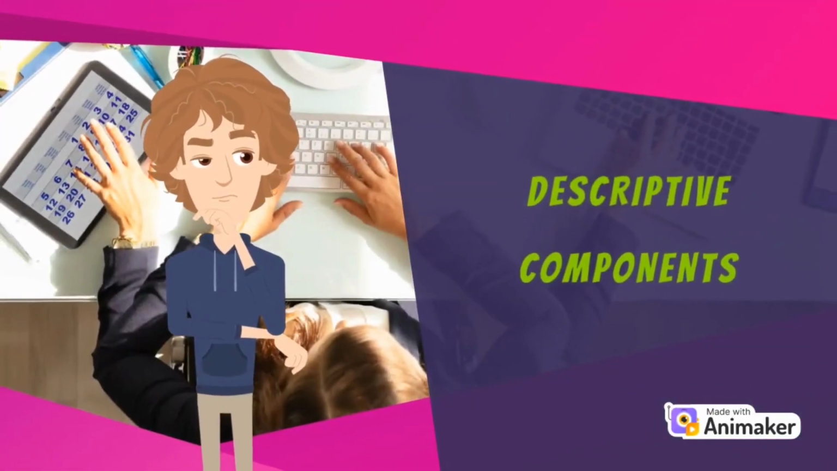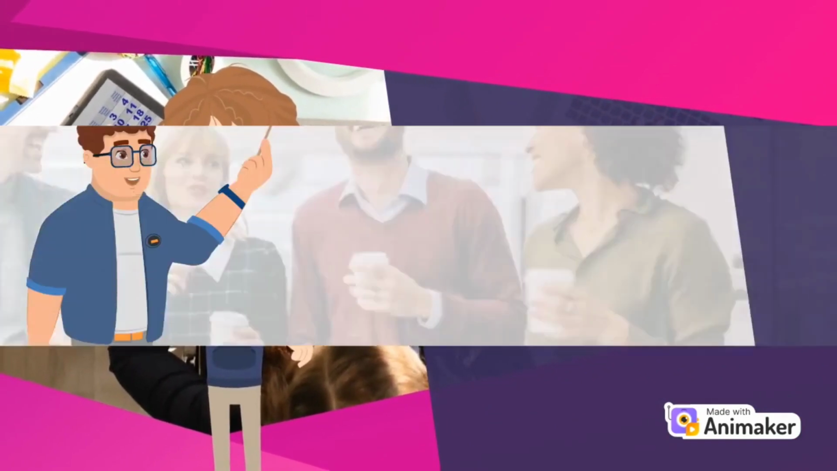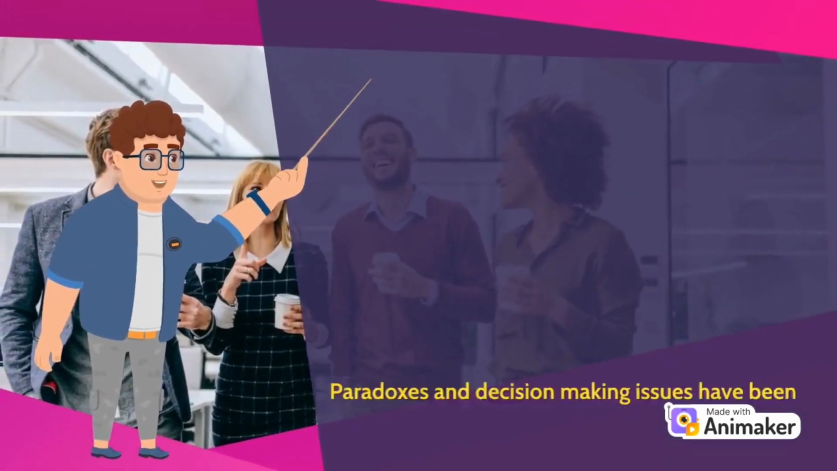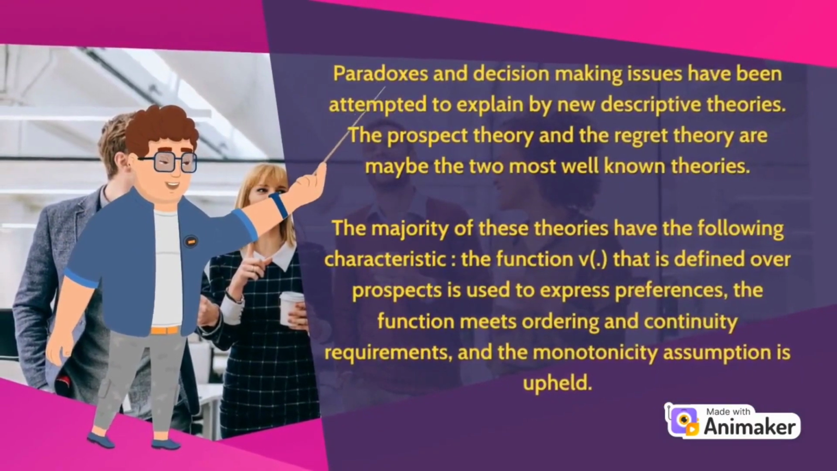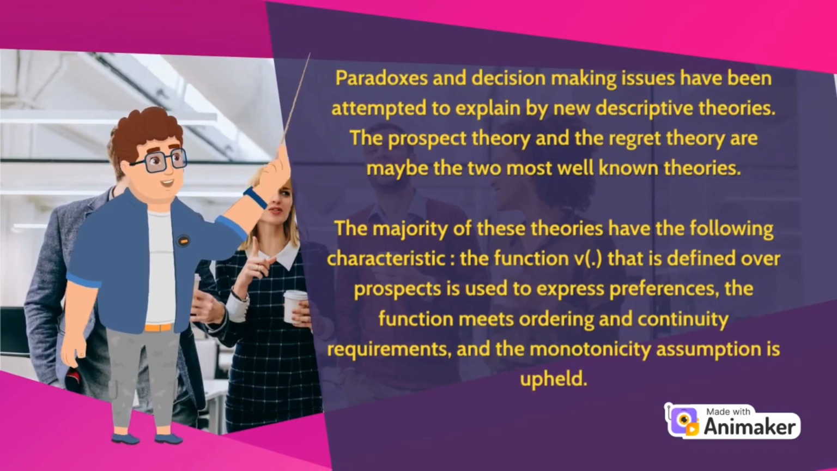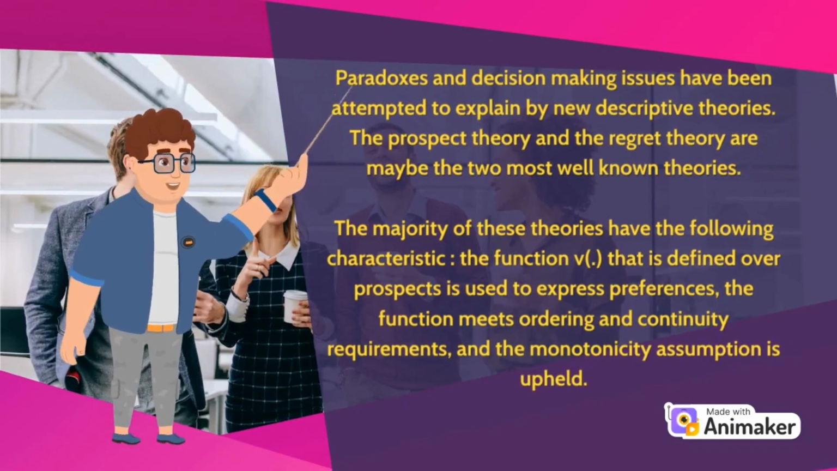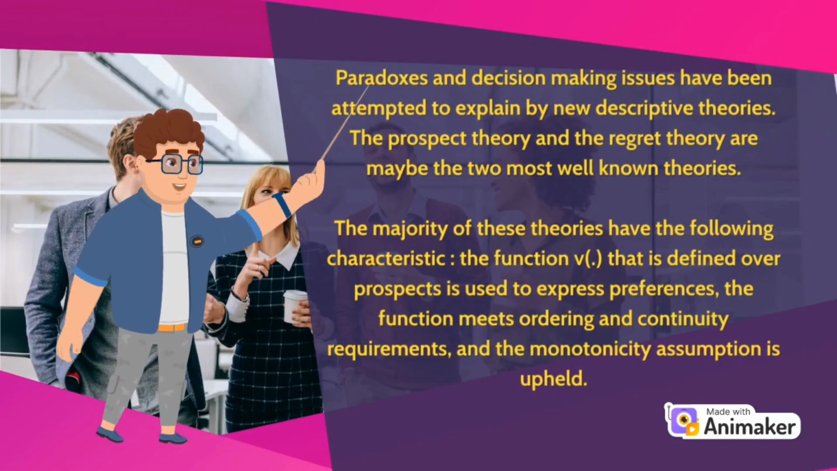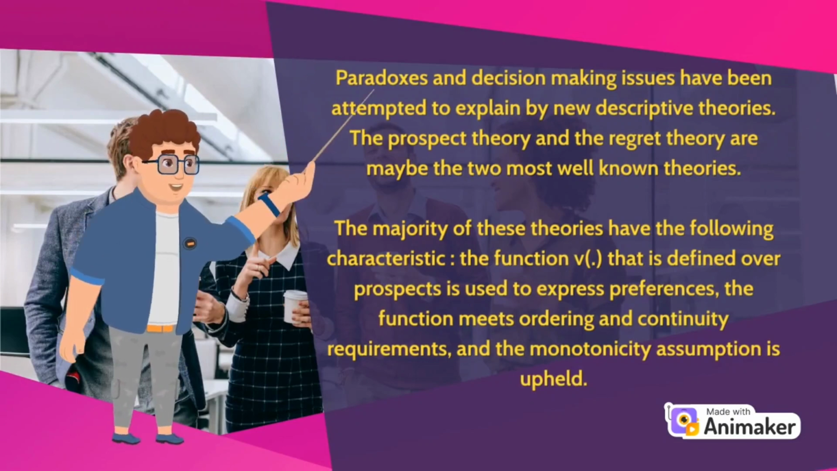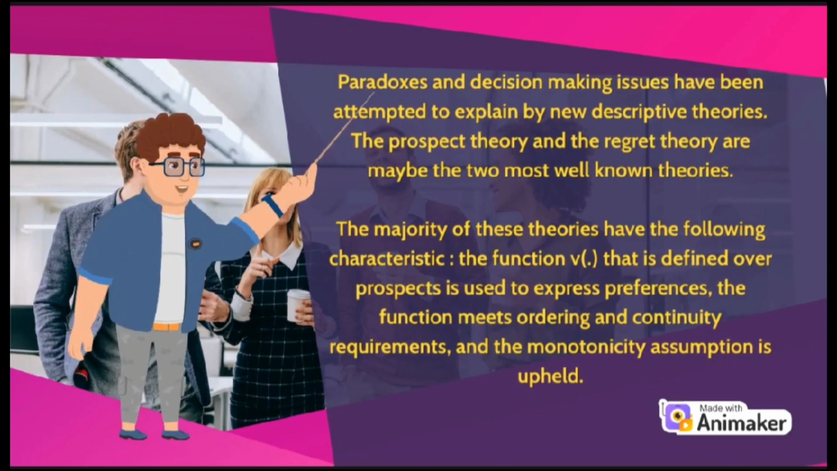Okay, now we go to descriptive components. New descriptive theories have attempted to explain paradoxes and decision-making issues. The prospect theory and the regret theory are maybe the two most well-known theories. The majority of these theories have the following characteristic. The function that is defined over prospects is used to express preferences. The function meets ordering and continuity requirements, and the monotonicity assumption is upheld.